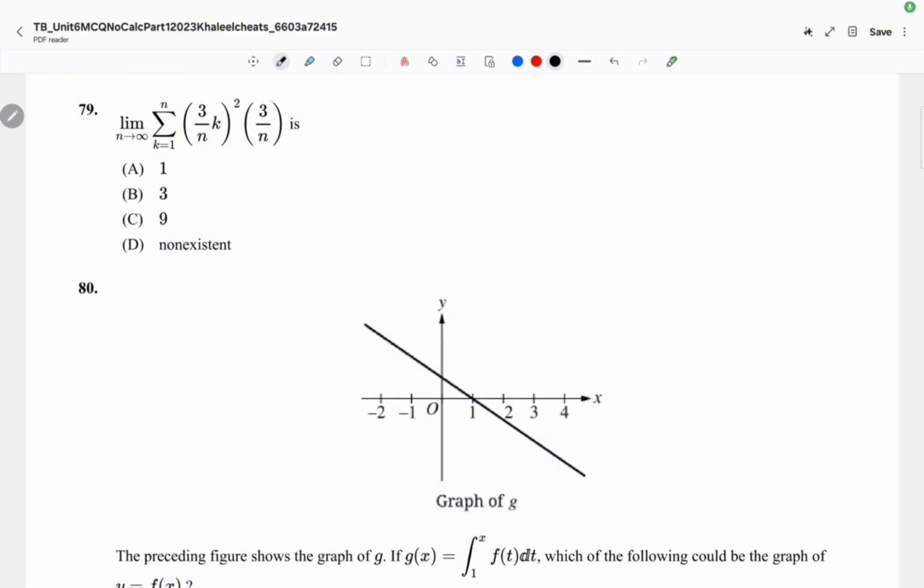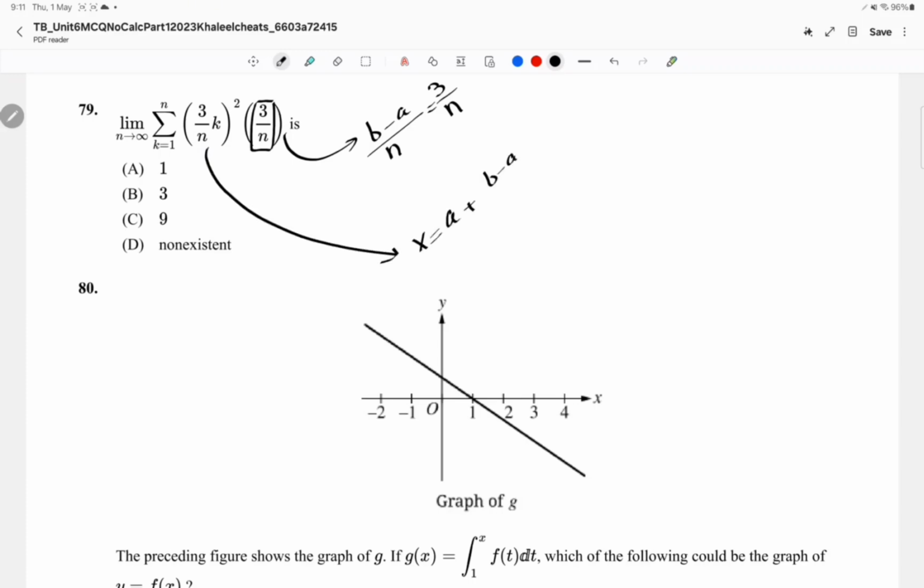Okay, so how did this 3 over n come about? It's basically b minus a over n. So b minus a is equal to 3, essentially. And what's this here? This is going to be our x term. x is equal to a plus b minus a over n k. x is equal to, it seems that there's nothing but 3 over n k, meaning that a is equal to 0.